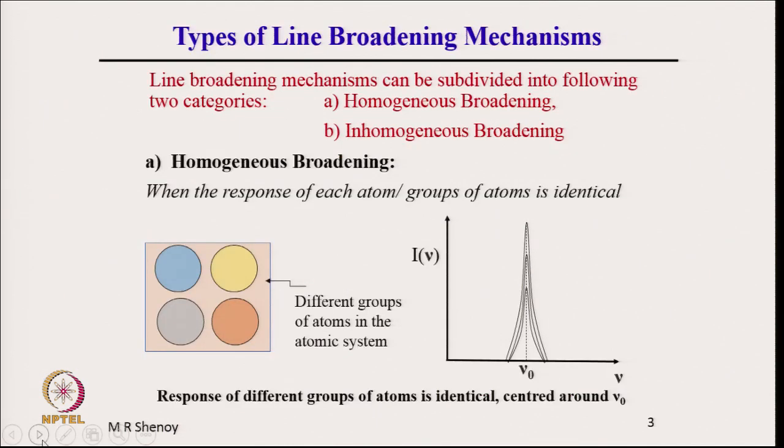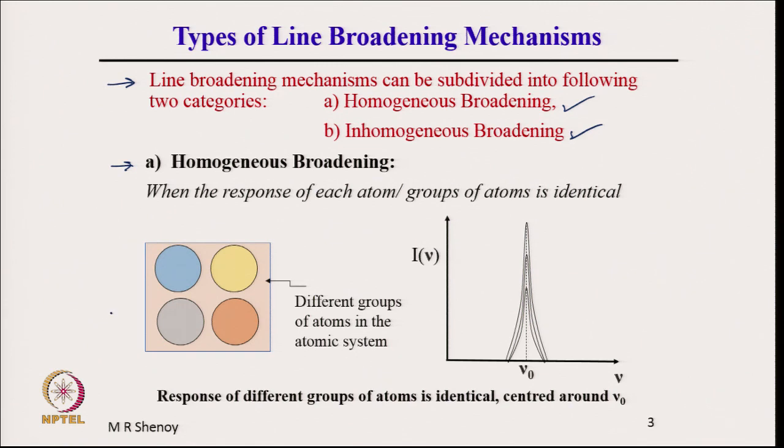So, types of line broadening mechanisms. Line broadening mechanisms can be broadly classified into two categories called homogeneous broadening and inhomogeneous broadening. Let us try to understand this. This is a broad category. So, what is homogeneous broadening? When the response of each atom or group of atoms in the atomic system is identical, then what we have is homogeneous broadening.